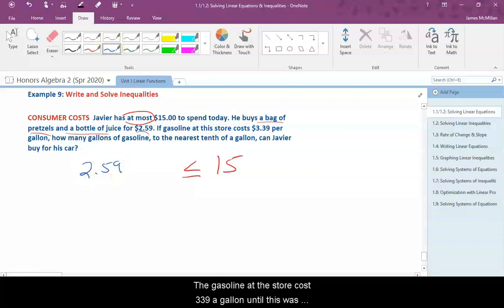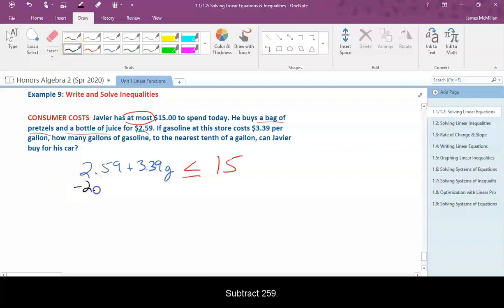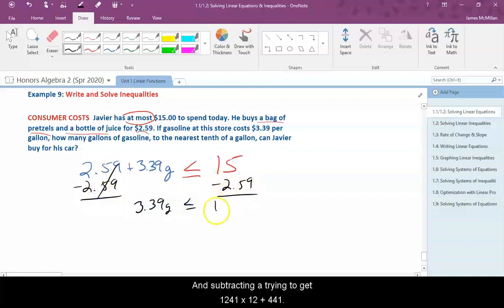If gasoline at the store costs $3.39 a gallon, we can tell this was written a few years ago when gas was a little higher, but we're going to times that by the number of gallons of gas that he needs. We're going to subtract the $2.59. And so subtracting that, we're going to get $12.41. And then we're going to divide that by the $3.39.